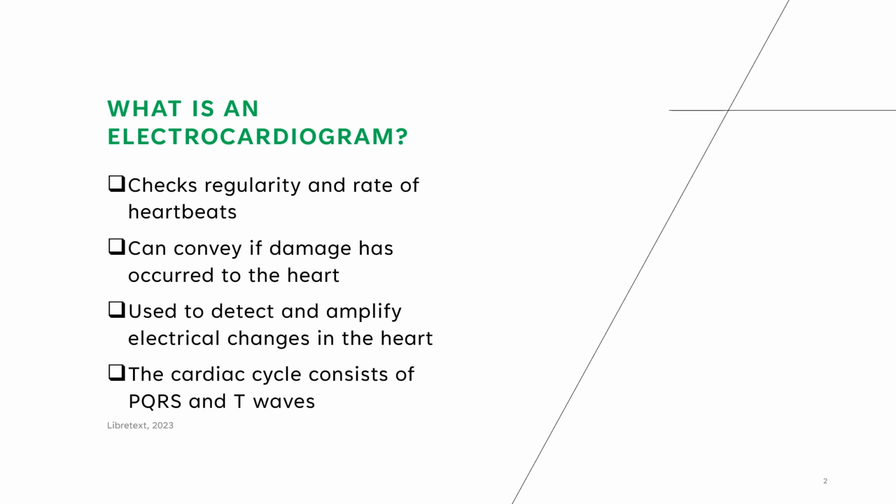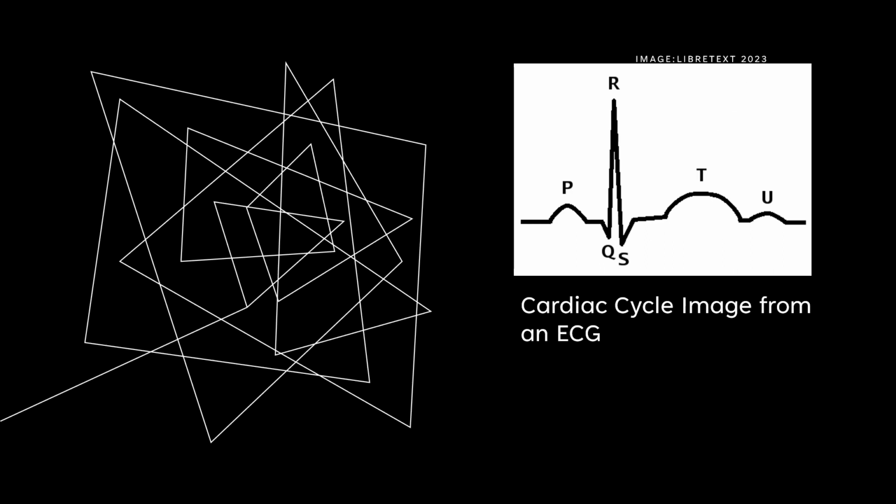The ECG machine then displays it as a cardiac cycle, which consists of the P, Q, R, S, and T waves. Here's a picture of the P, Q, R, S, and T. The U is there, but it's not always visible, so it's not considered as often. The cardiac cycle consists of normally a P wave, which is the atrial depolarization, a QRS complex, which is the ventricle depolarization, and a T wave, which is the ventricle repolarization.